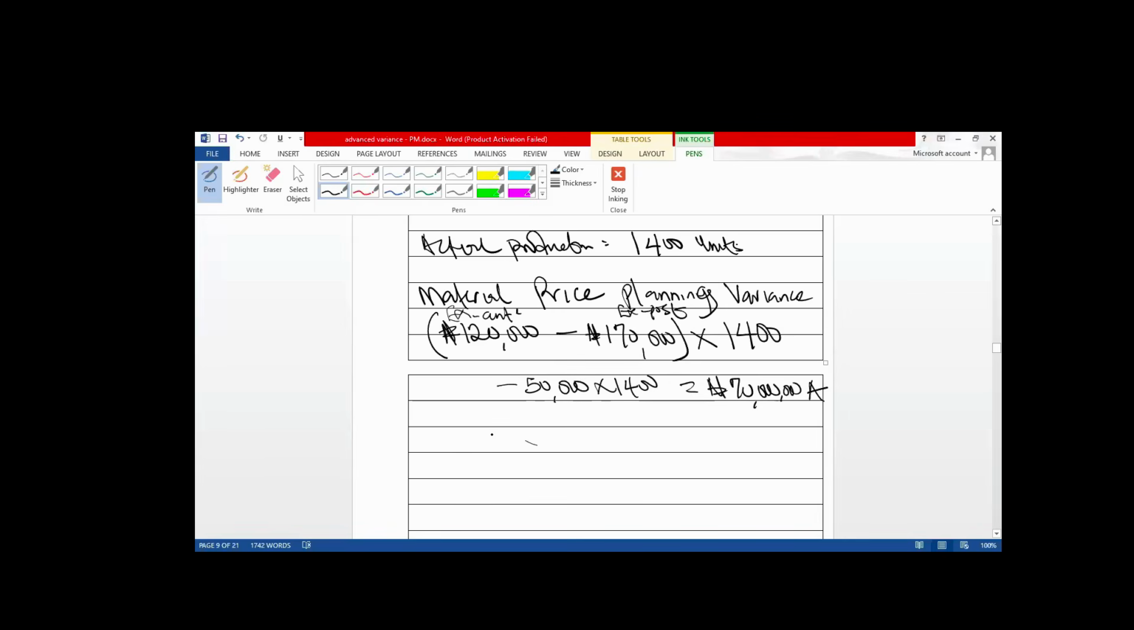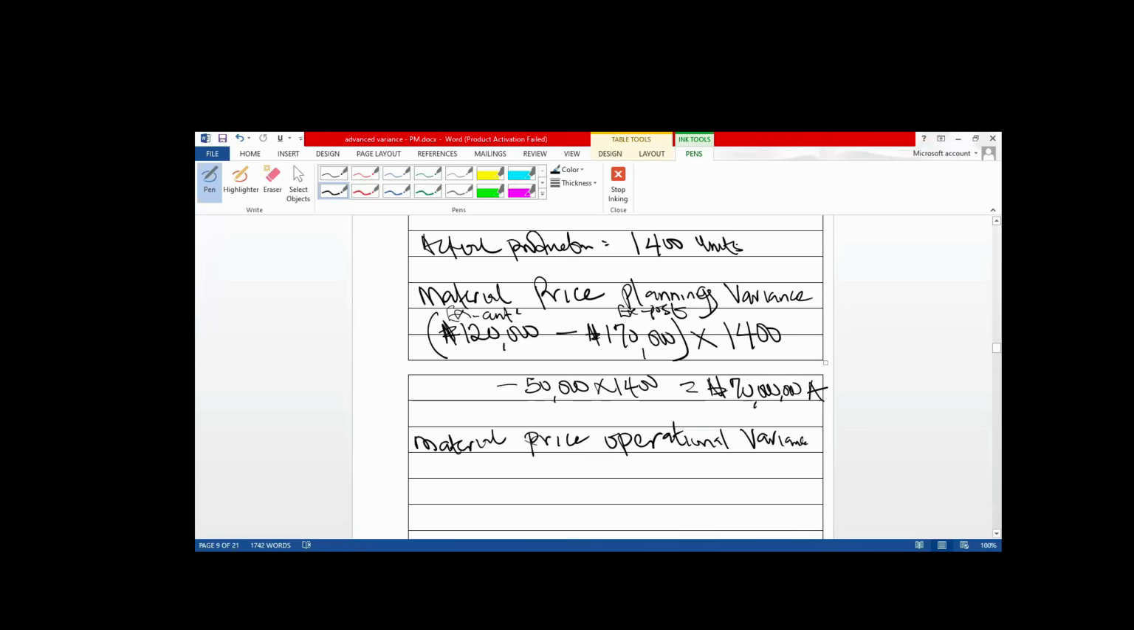Then material price operational variance. Material price operational variance. Here we compare ex-post standard and actual.